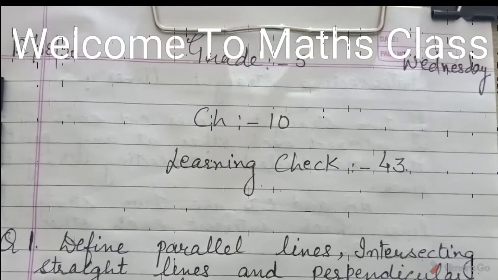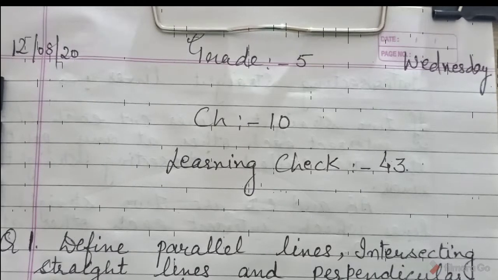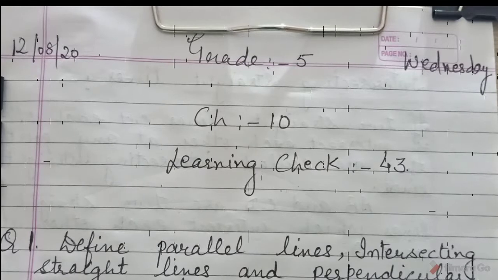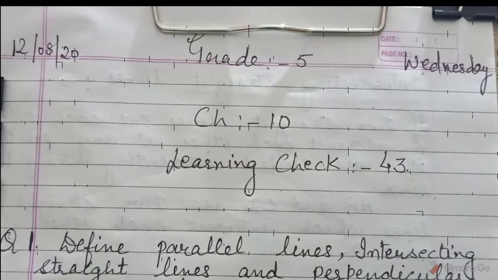Well, students, today we will start chapter 10, learning 43. The first question of the exercise is: define parallel lines. Now, what is a parallel line? Parallel lines are those lines which have equal distance between these two lines.